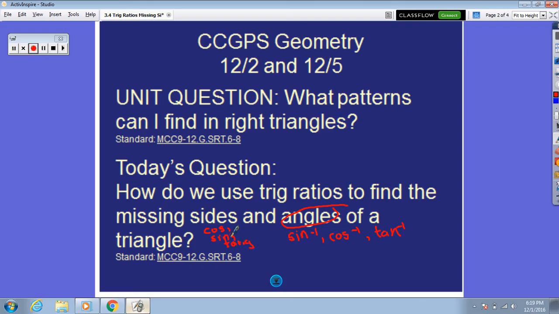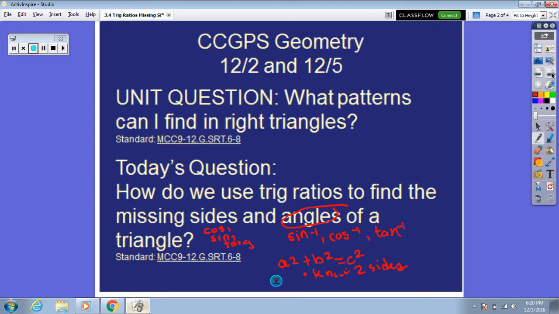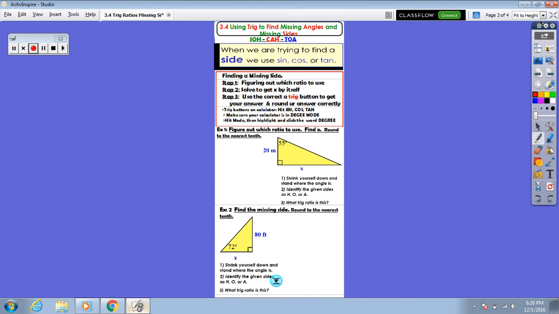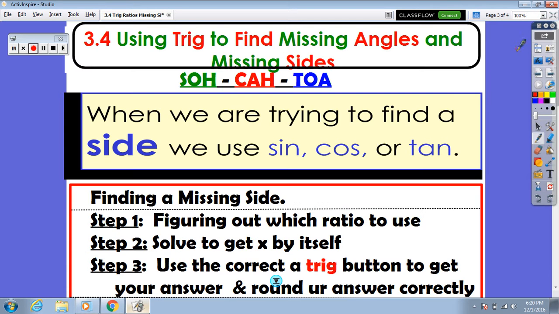Now do remember, anytime you're taking a quiz or a CDA, if you are given two measurements of your sides and you need to find the third side, you do not have to use our trig functions to find that, because these are right triangles. You can always use Pythagorean's theorem, a squared plus b squared equals c squared, to find the missing side. But you have to know two sides in order to use Pythagorean's theorem, okay? So today we're just going to learn how to use our trig functions in order to find the missing side.